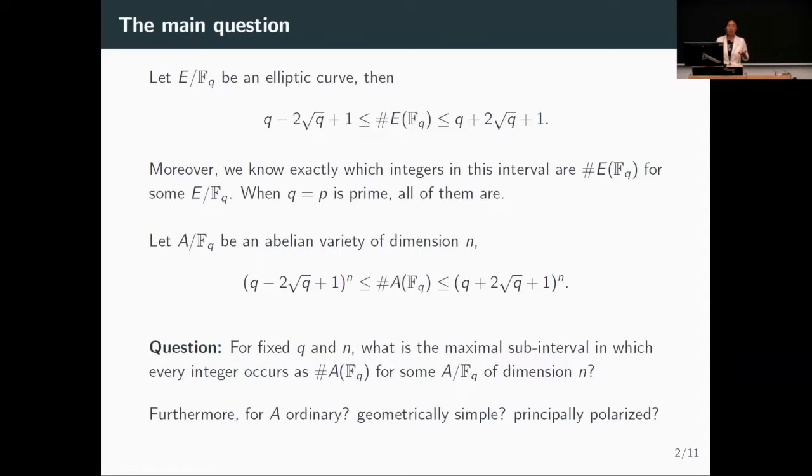What if I'm interested in certain interesting families of Abelian varieties? I require my Abelian variety to be ordinary or having a certain p-rank. Or, instead of thinking about products of curves, what if I only allow simple Abelian varieties or geometrically simple Abelian varieties? And what if I want my Abelian variety to be principally polarized? So this is the question we are trying to study. And here's our main theorem.